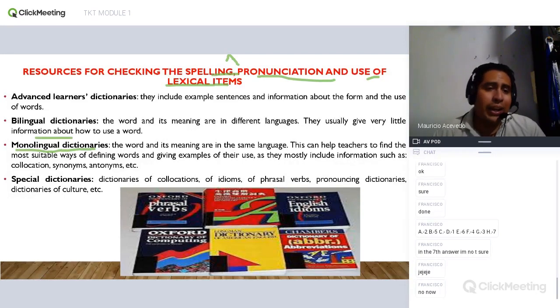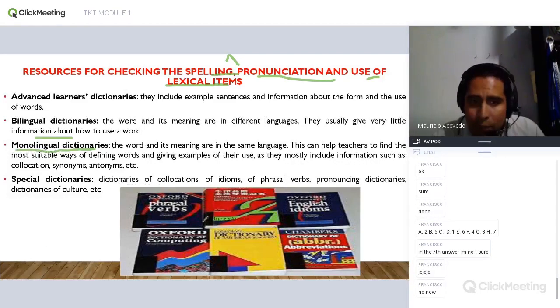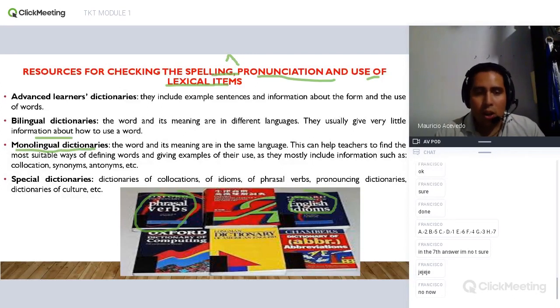Okay, and we have some other special dictionaries, for example, dictionaries of collocation, of idioms, phrasal verbs, pronouncing dictionaries, dictionaries of culture, etc. So we have some examples here of dictionaries. We have, for example, this dictionary that is for phrasal verbs, or this dictionary that is for idioms, and so on. Okay, Francisco. So remember, for improving your spelling, pronunciation, and lexical, we normally use dictionaries.